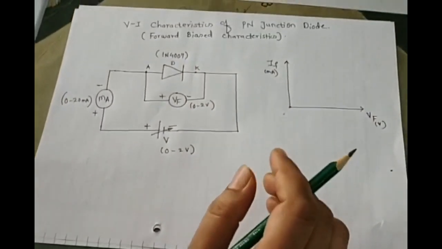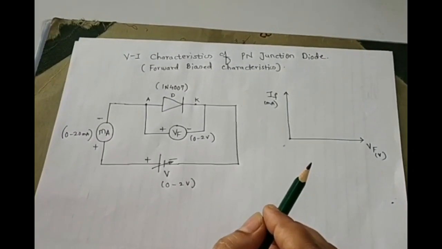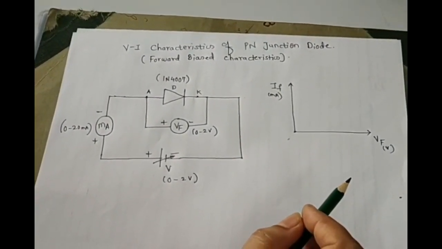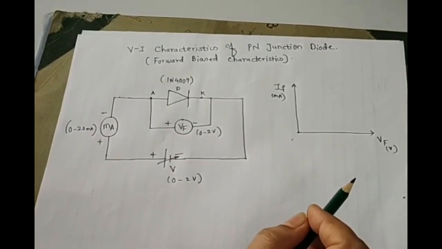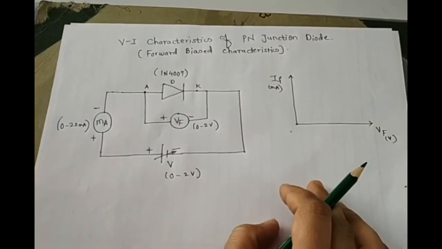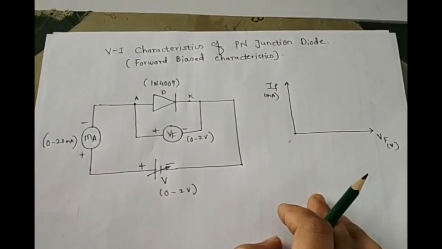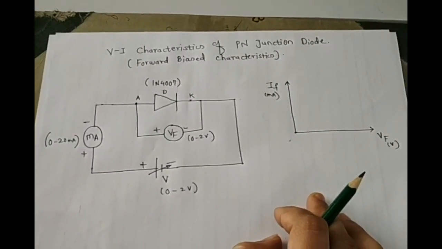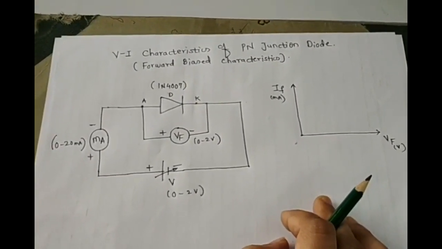Hello students, let us see the VI characteristics of PN junction diode. As you all know, diode works in forward bias as well as reverse bias junction. But how the diode works and what the characteristics of the diode in forward bias condition are, we are going to learn today.